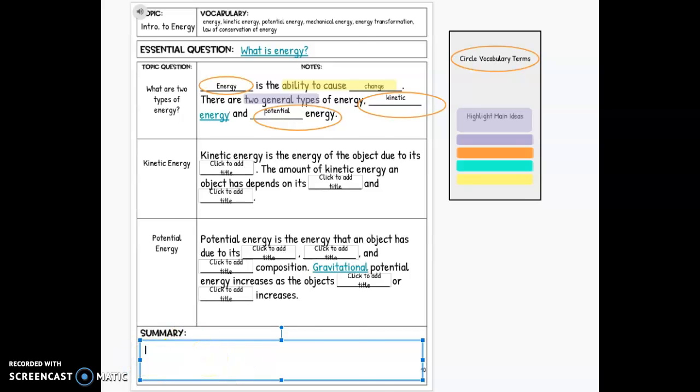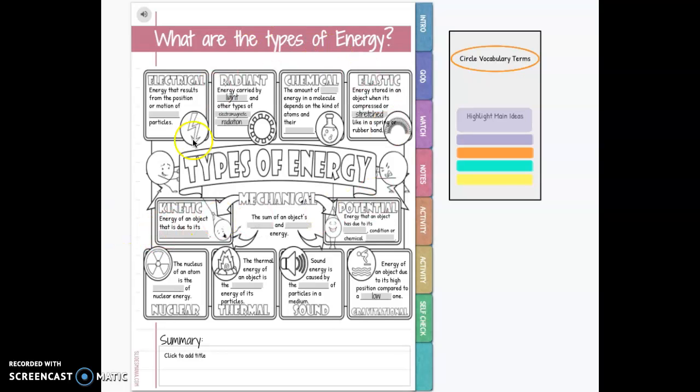Then you're going to go to your next page and you're going to complete that same process. You're going to highlight vocabulary terms. You do not need to highlight them all. You're going to do some highlighting of some main ideas, things you want to remember, and then you're going to write a summary. What are the types of energy?